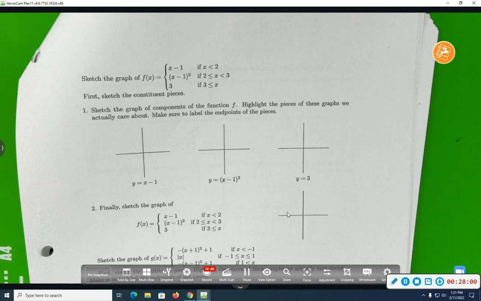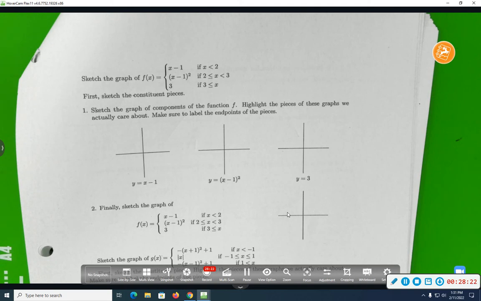The piecewise function is x minus 1 if x is less than 2, (x minus 1) squared if x is between 2 and 3, including 2 and 3, and y equals 3 if x is greater than or equal to 3. So we had a strategy for graphing piecewise functions, right? Start by graphing each piece. Are each of those things that you know what their graph should look like?